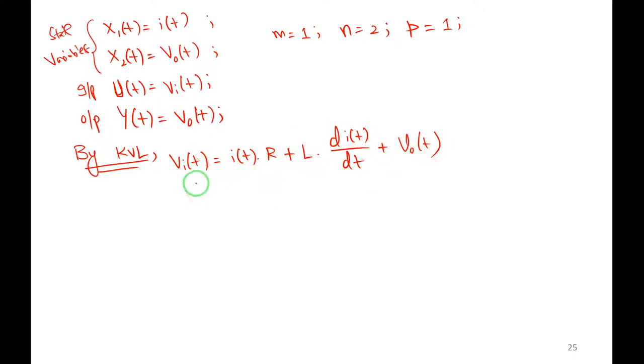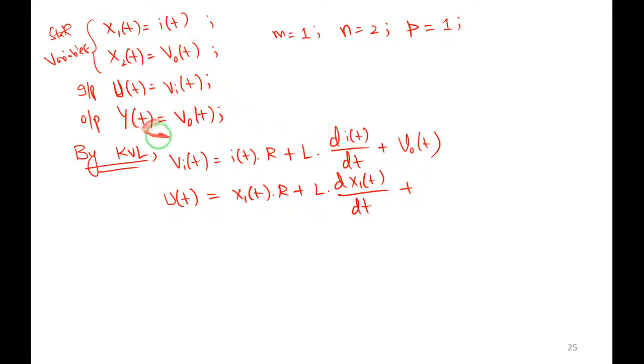Then replace these elements. vi(t) is nothing but your u(t). What is i(t)? i(t) is nothing but your x1(t), so x1(t) into R. L as it is. What is di/dt? Since i(t) is x1(t), it is dx1(t)/dt. I have just replaced i(t) by x1(t). Plus, what is this v0(t)?